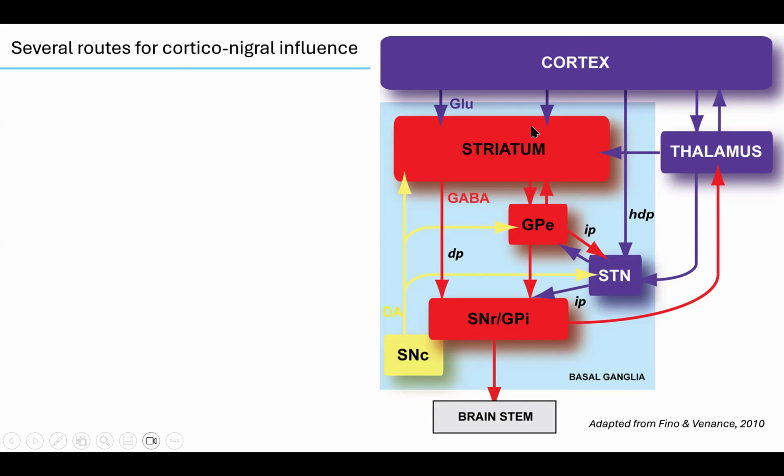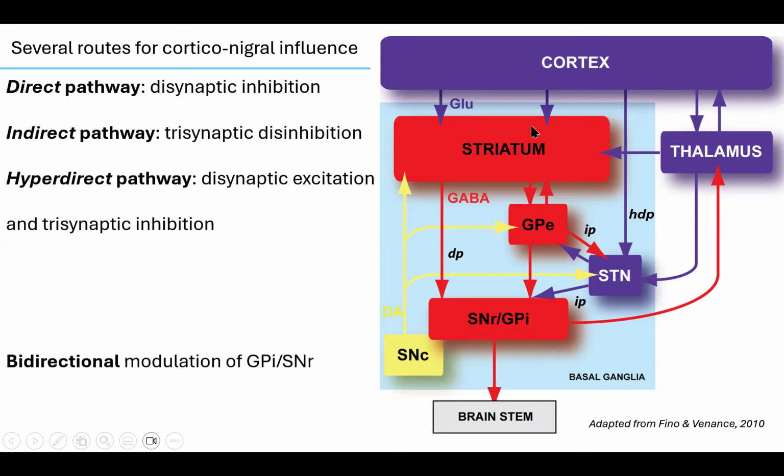And as you can see already in this structure, many pathways connect the cortex to the output structure of the basal ganglia, the SNR. So there are many ways that information from the cortex can reach the SNR and control behavior.